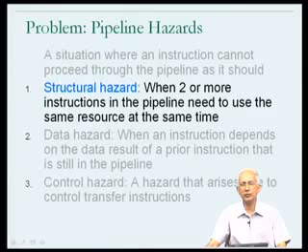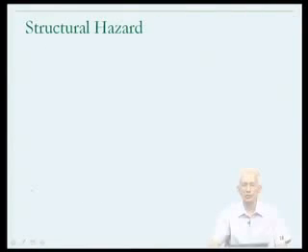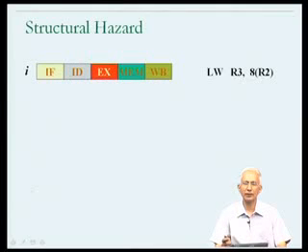Let's start by looking at the structural hazard. This is a situation where two or more instructions in the pipeline need to use the same resource at the same time. The best way to understand the structural hazard will be to look at an example. So let's proceed to look at a situation that could arise as instructions are using the hardware resources. In other words, the IF, ID, EX, MEM, write-back pieces of hardware comprising the pipeline.